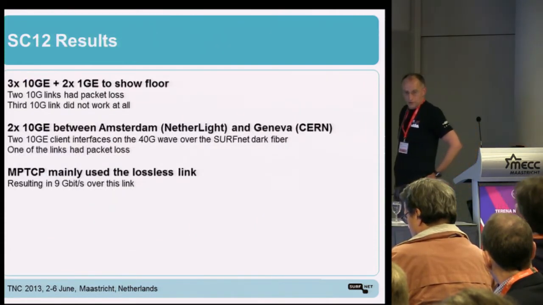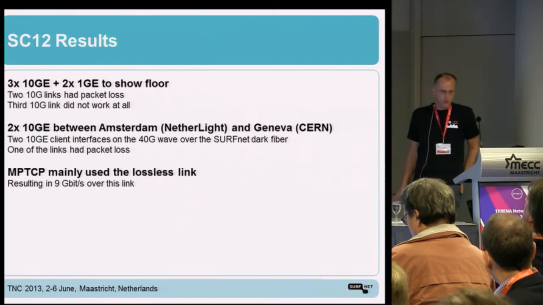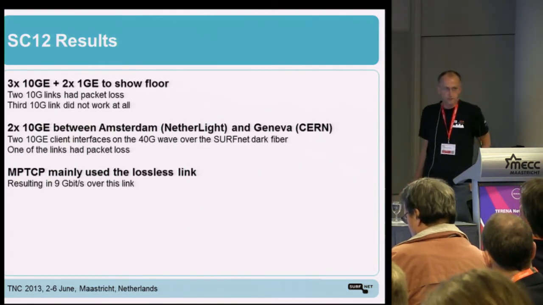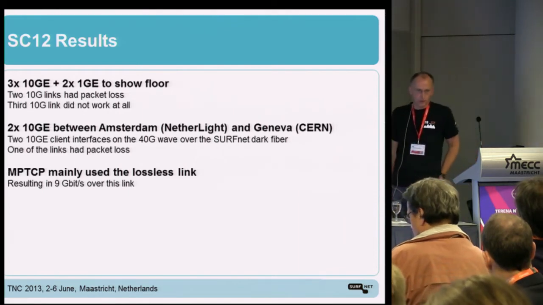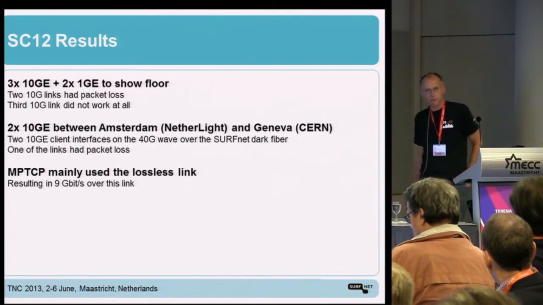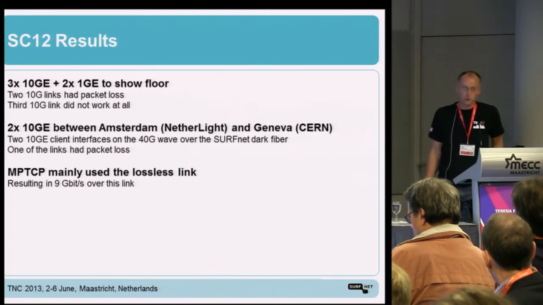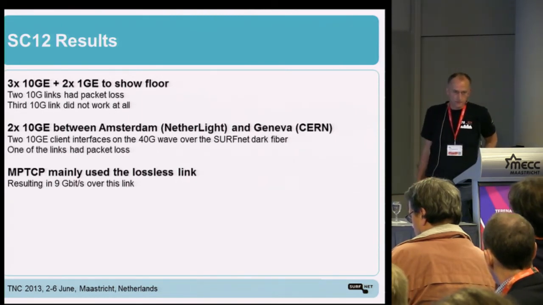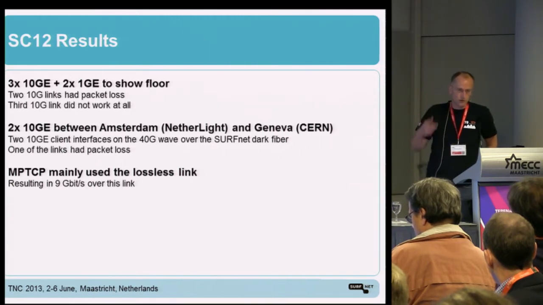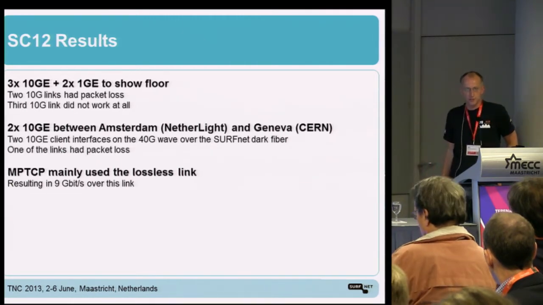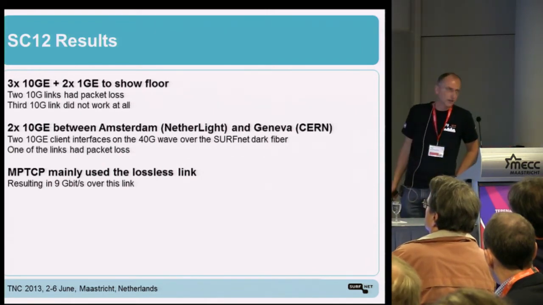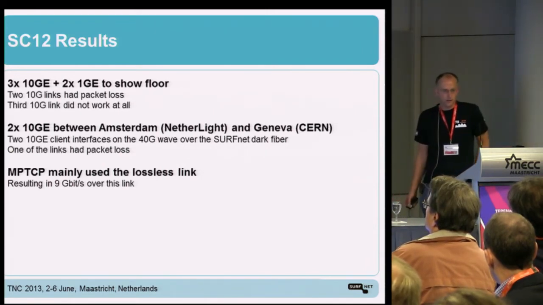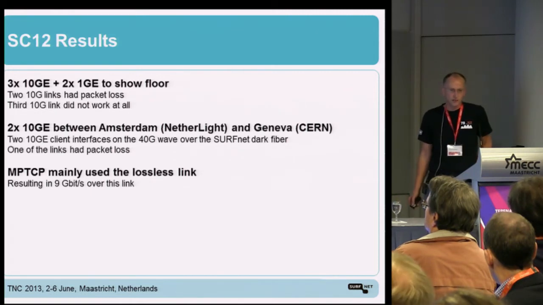So unfortunately, at Supercomputing, we had similar problems. 2 of the 10 gig links had packet loss. A third one we didn't get working at all. So at one time we started using the link between Amsterdam and Geneva only. On that link, at that time, we also had packet loss on one of the links.